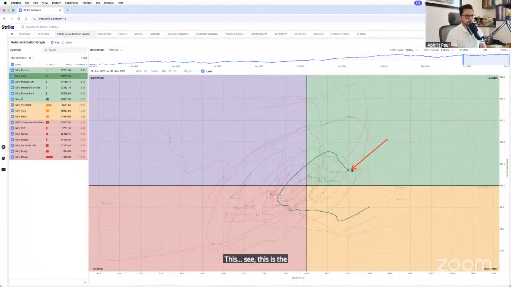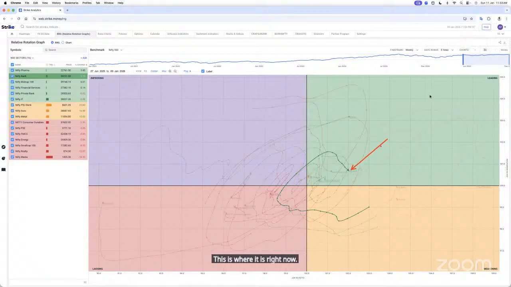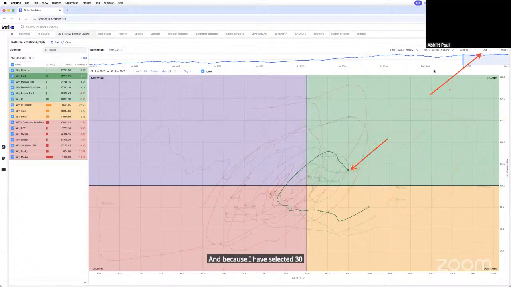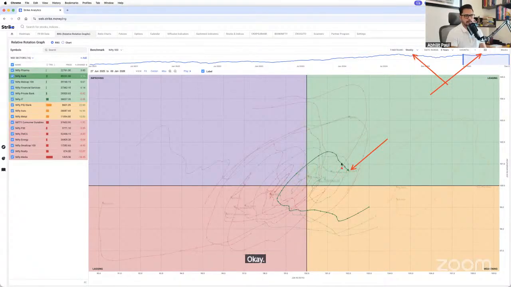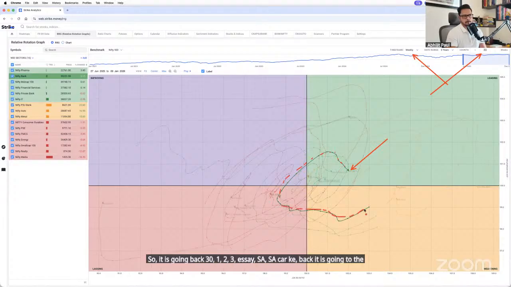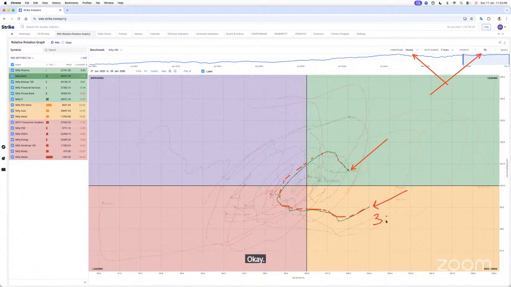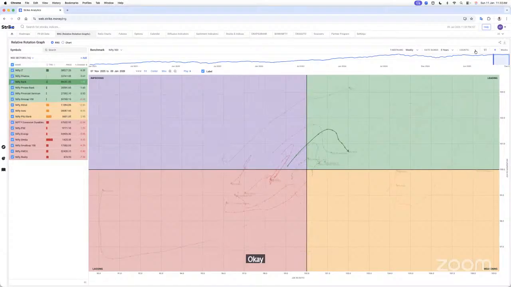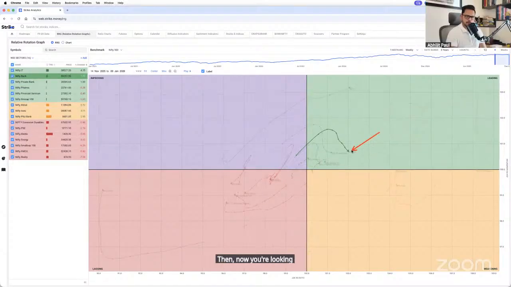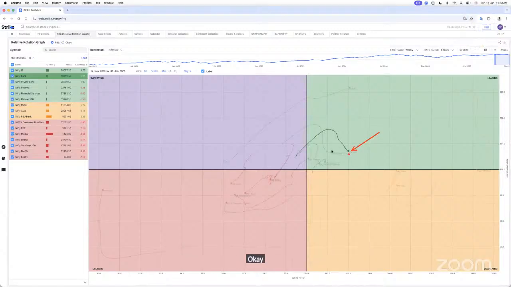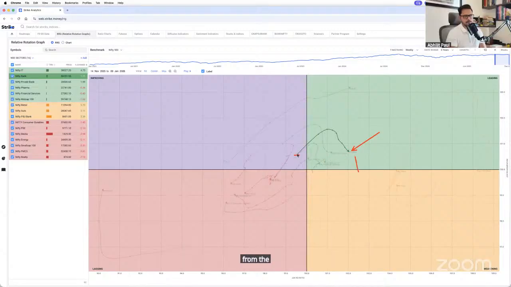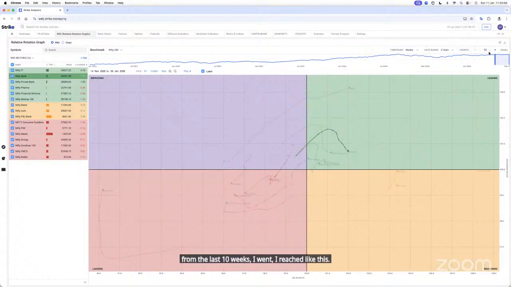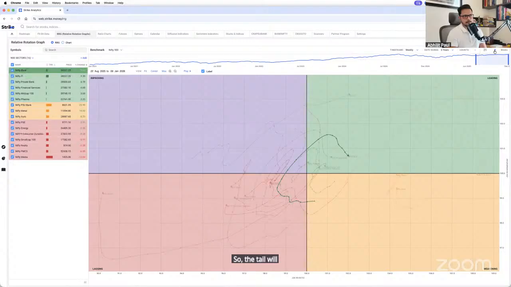See, this is the current juncture, where it is right now. Because I have selected 30 weeks, it is going back 1, 2, 3, like this, to the 30th week back. This is from where our reading is starting. I could have reduced it from 30 to 10. The position will not change, but what is your journey, how did you reach here? From the last 10 weeks I reached like this.